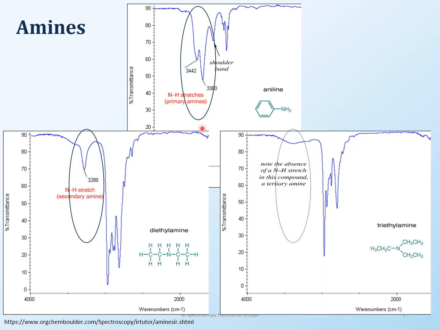And then here is a tertiary amine. Look, nothing, no peak over there. So this is primary, secondary, tertiary. So amines, as I said, are very nice to work with in IR because you can clearly tell what kind of amine you're working with.